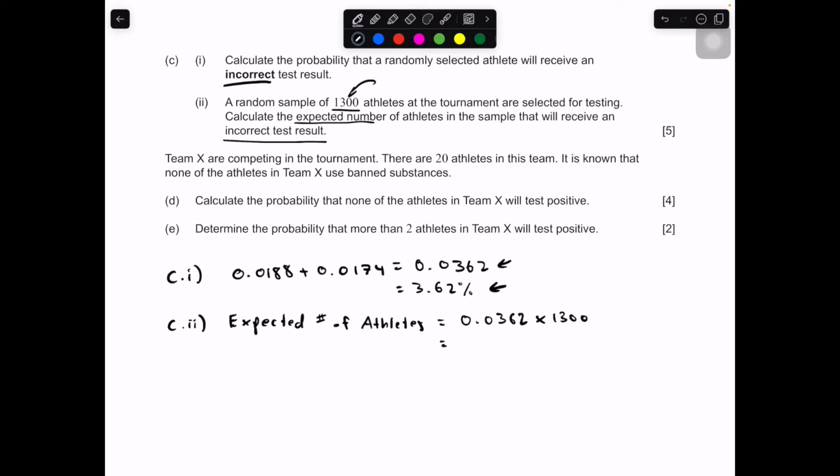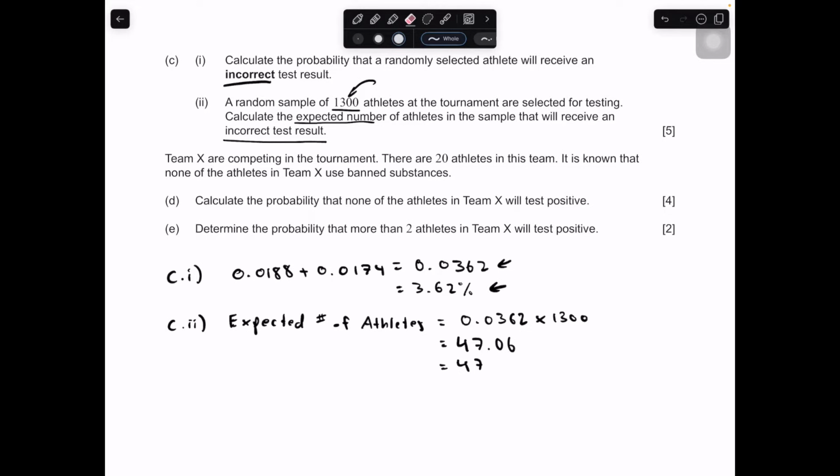And let's work that out. I'm going to work it out on the calculator that I have here. 0.0362 times 1,300, and this would give us 47.06 or 47 athletes. Okay. Expected number of athletes looks good.